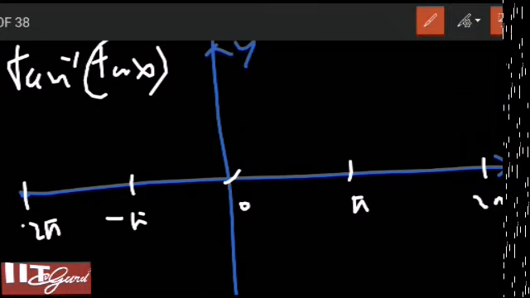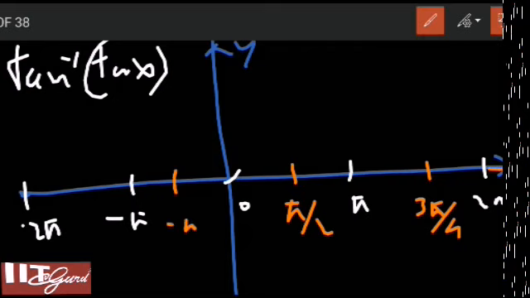Now you have to mark the points where it is not defined. Tan x is not defined where? At every odd multiple of pi by 2. So pi by 2, another odd multiple, 3 pi by 2, and then 5 pi by 2. Here that is minus pi by 2, here minus 3 pi by 2, and so on. So at pi by 2 and minus pi by 2, it shows a hole, meaning it is not defined. So here also you have to make a single hole.